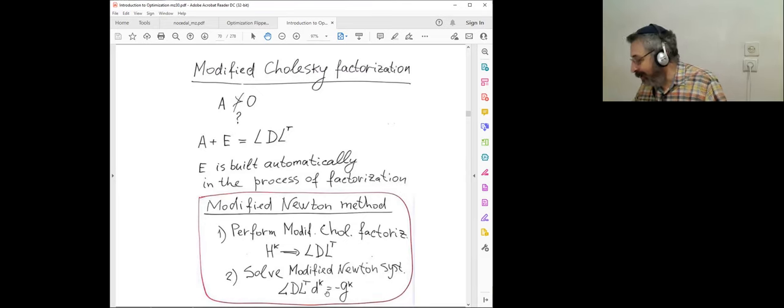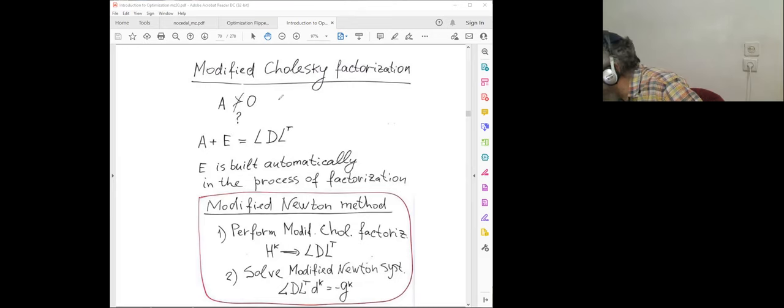The only other case, which is recommended, I need to find my pen. So Newton method is good for convex functions, you can say. Modified Newton method, when you use modified Cholesky factorization and compute direction with this formula, it works also for non-convex functions. But there is one more important family of methods, which I don't discuss in the lectures. It's so-called trust region. Trust region Newton method.